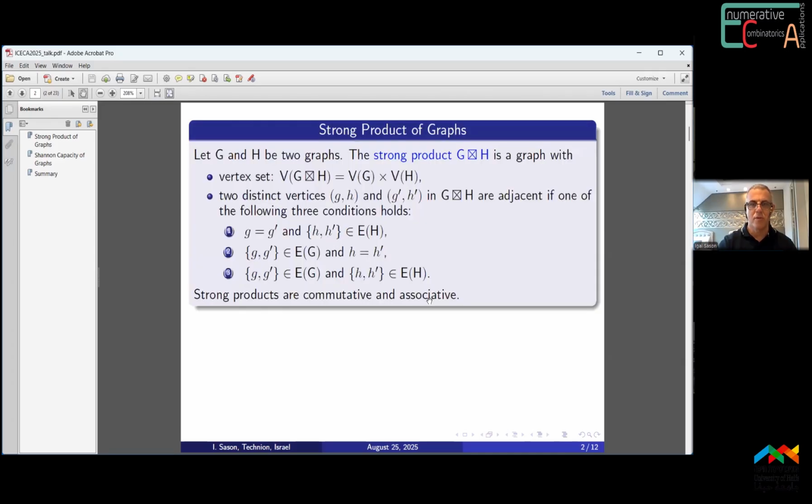It's a work that is related to the Shannon capacity of graphs, and I'll start with some necessary definitions. So first, I need to introduce a strong product of graphs.